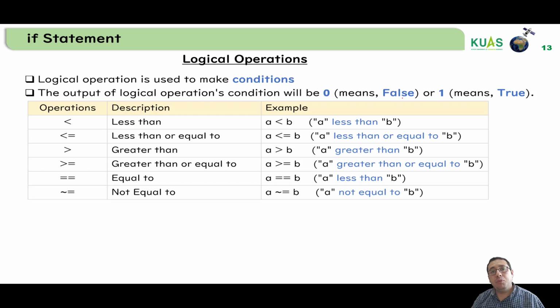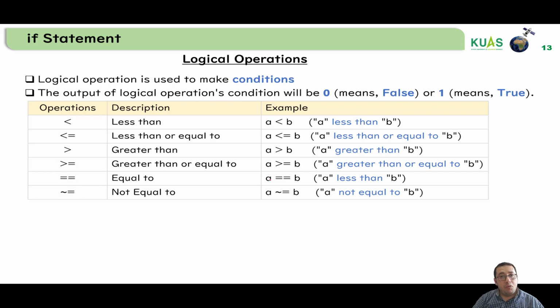For the logical operations, we use the following: less than, for example a less than b; less than or equal, like a less than or equal b; greater than, like a greater than b; greater than or equal, like a greater than or equal b; equal, which means two equal signs, for example a equal equal b; or not equal, which uses the tilde sign plus equal, for example a not equal b.